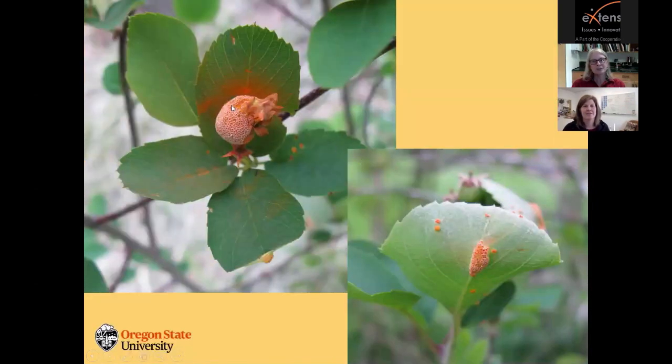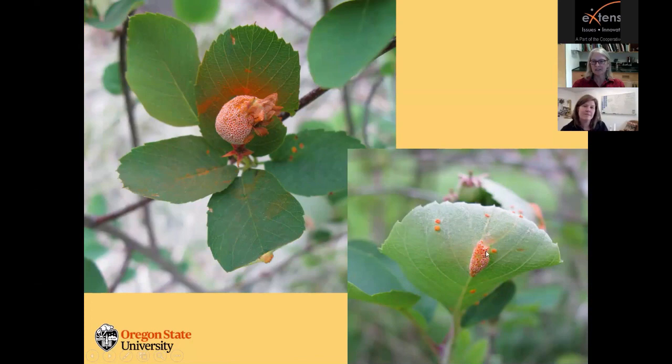A lot of rust fungi will form galls. This is serviceberry with a Gymnosporangium rust. This rust has a complex life cycle that transitions between members of the rose family and juniper species. And here it is on the serviceberry. You can see all these beautiful orange spores that have emerged from the surface of these little fruiting bodies.